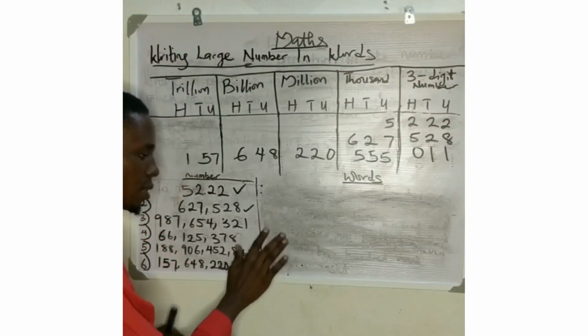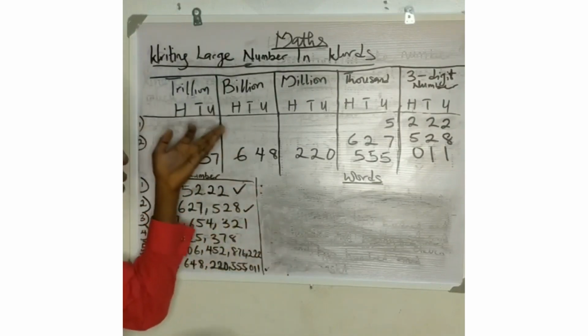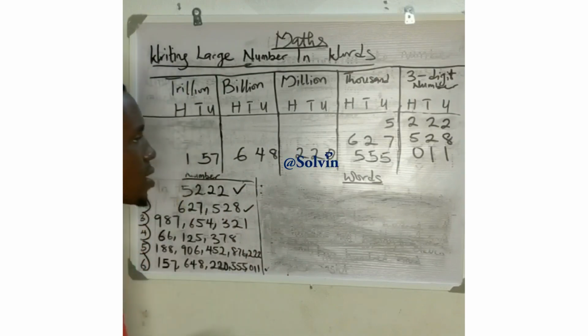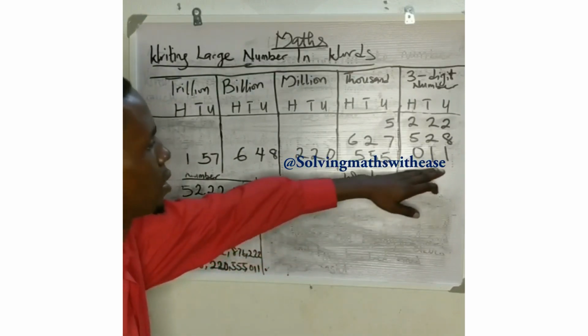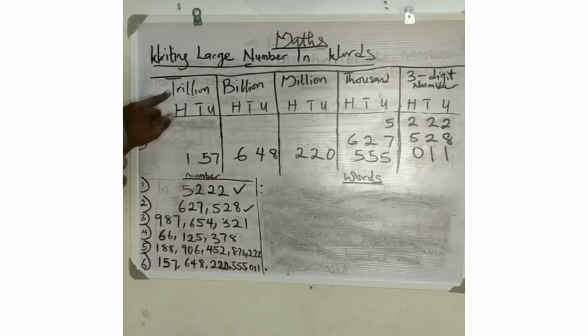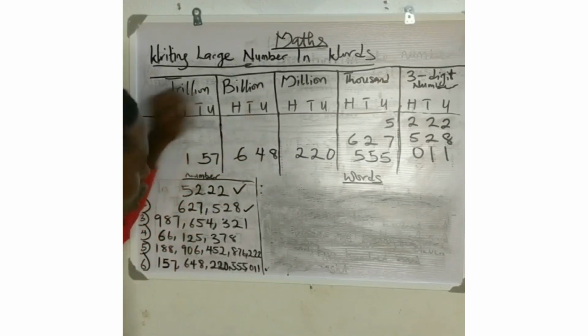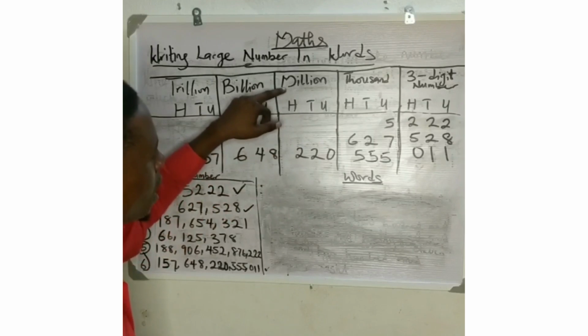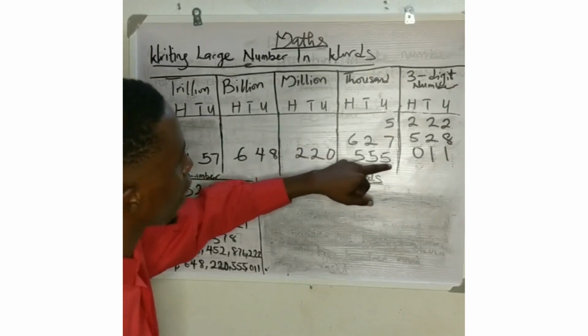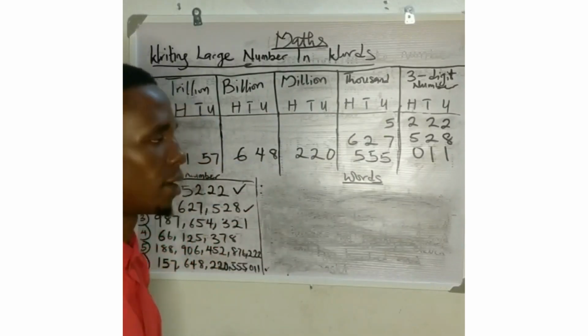Now we have started with the basics, from somebody that is in basic 4, and we have moved down to an advanced level, as the case may be. Now look at this number. If we should pronounce these figures aloud, we have 157 trillion, because that's what is on top of it, 648 billion, 220 million, 555,000 and 11. Now let's write in words.